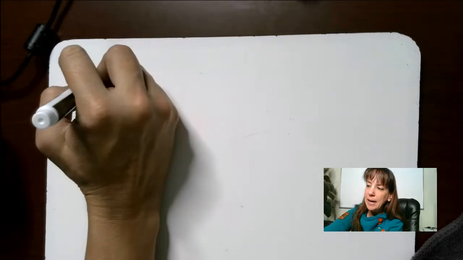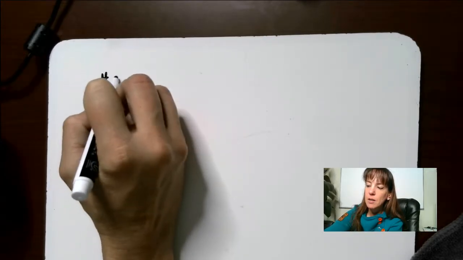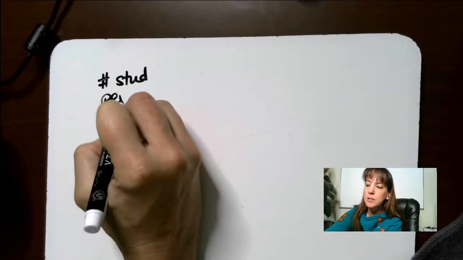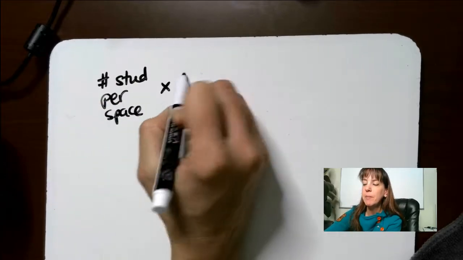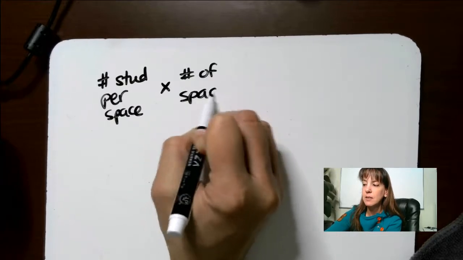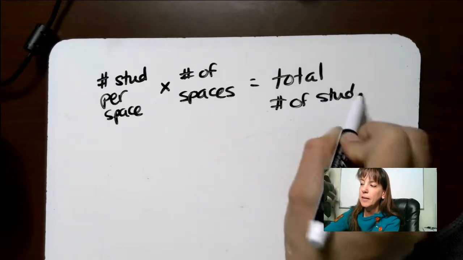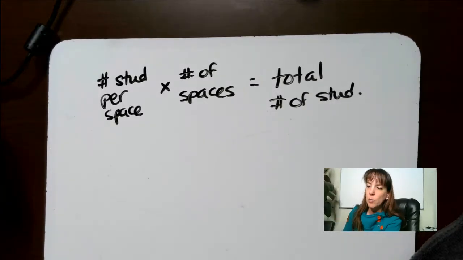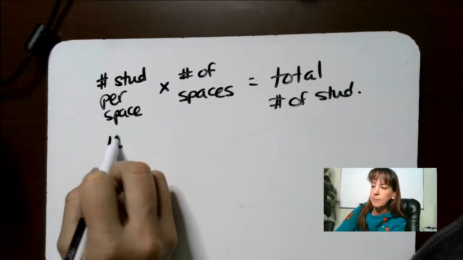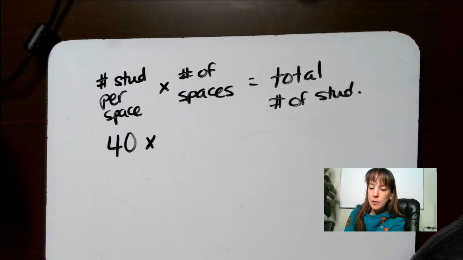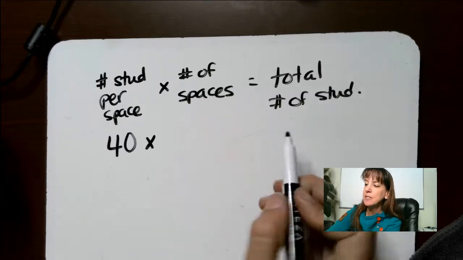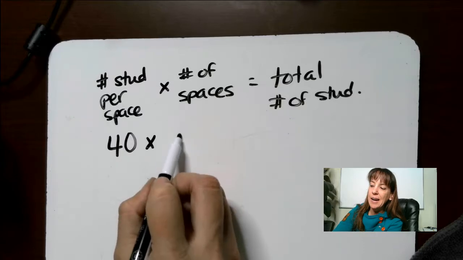All right, so for B, we have 40 kids could crawl into one space. If there were 1,600 kids, how many spaces would it take to hold them all? So if we have the number of students per space, right? We multiply that by the number of spaces, we get total number of students. So let's go back and read our problem. 40 kids could crawl into one space. So number of students per space, 40. Times, if there were 1,600 kids total, right? How many spaces? So we don't know this. So we're gonna say S for spaces.